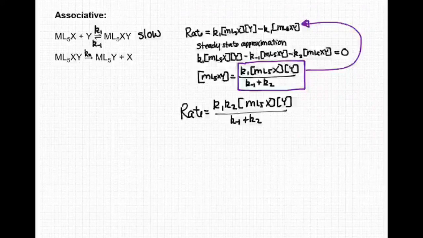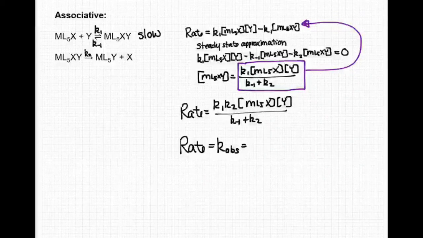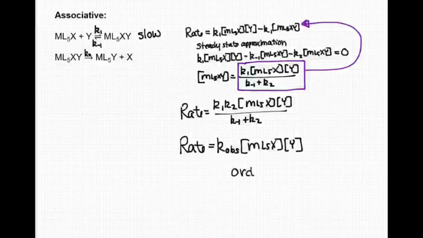Now, we've got all of these little individual k's, but those are not necessarily things that we can measure experimentally. If we were to measure experimentally the effect of the rate on concentration, we would get some value k, we're going to call k observed, that is the combination of all of those smaller k's, times the concentration of the starting complex and the concentration of the incoming ligand. So what we see is that for an associative mechanism, the overall reaction order is 2, that this reaction is second order.